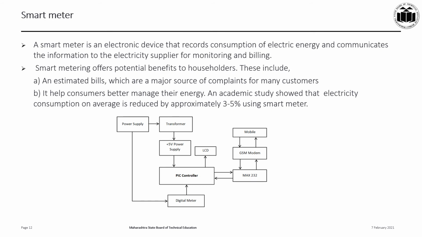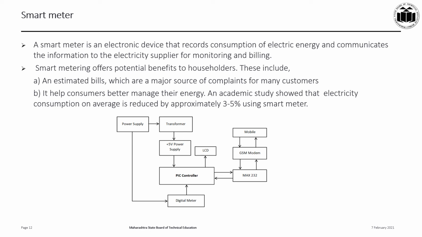Sixth component of smart home is smart metering. A smart meter is an electronic device that records consumption of electric energy and communicates this information to the electricity supplier for monitoring and billing. Smart meters typically record energy hourly and report at least daily. Communication from the meter to the network may be wired or wireless. In wired connection, it uses power line carrier. In wireless communication, it uses cellular communication or Wi-Fi.